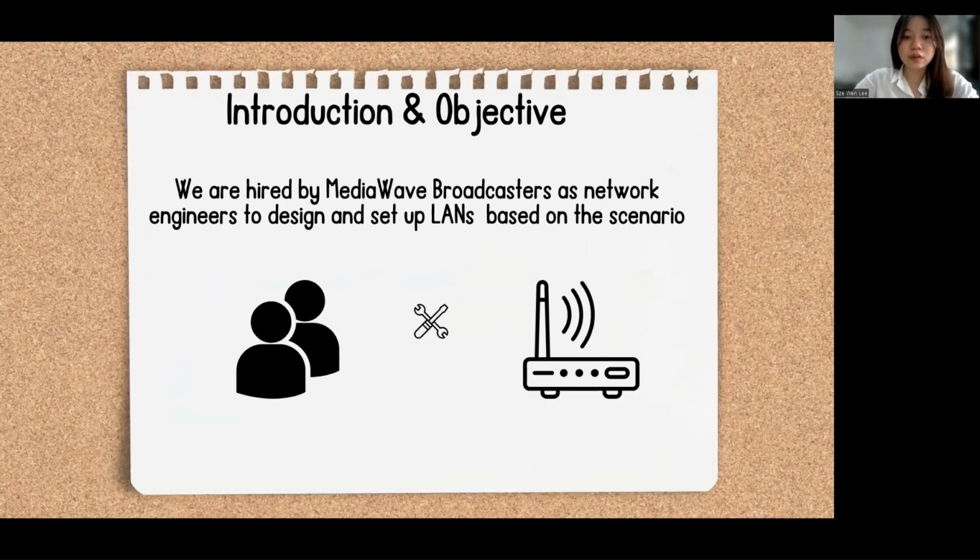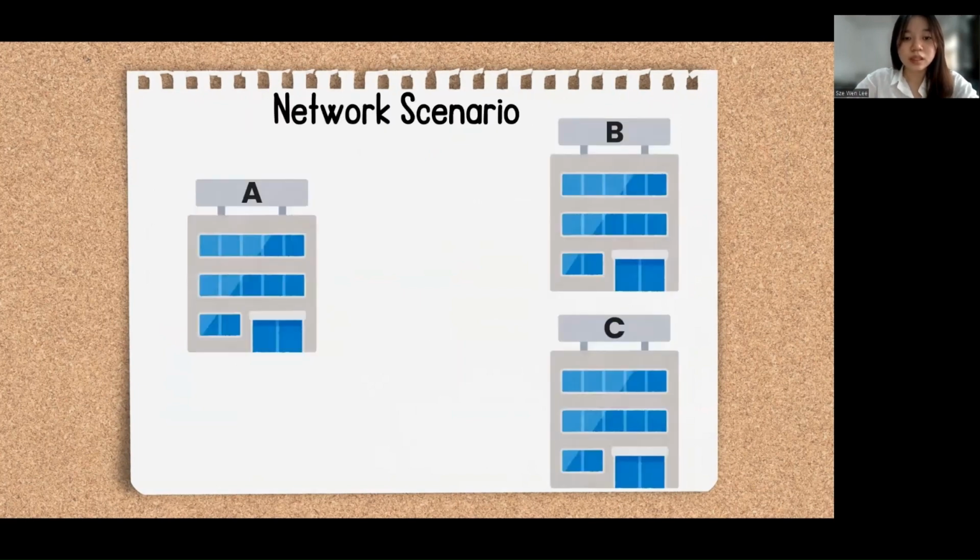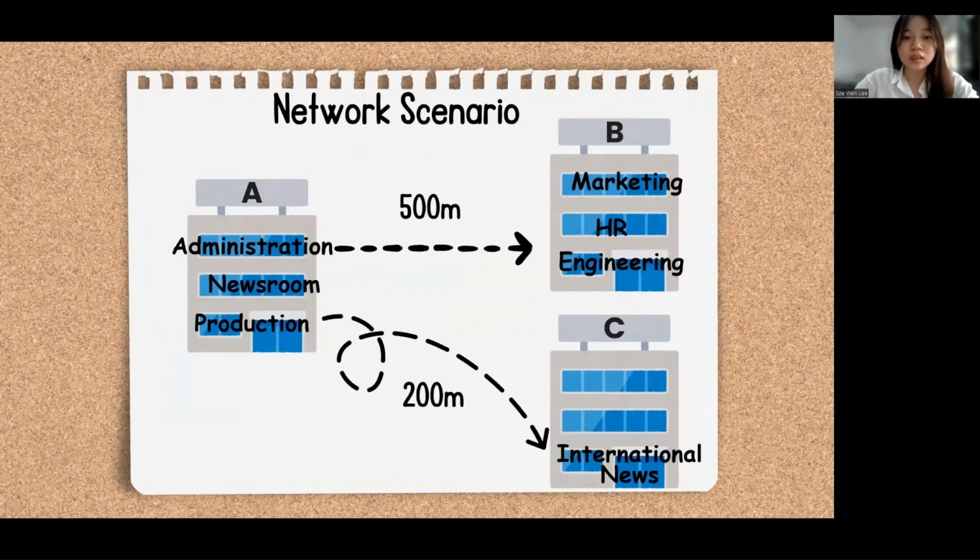In this assignment, the two of us have been hired as network engineers of Middleware Broadcasters. Our objective is to design and set up a local area network for the organization based on the given scenario. In the given scenario, there are three locations: location A, location B, and location C. The distance between location A and B is 500 meters, while the distance between location A and C is 200 meters. Each location houses various departments on different floors.